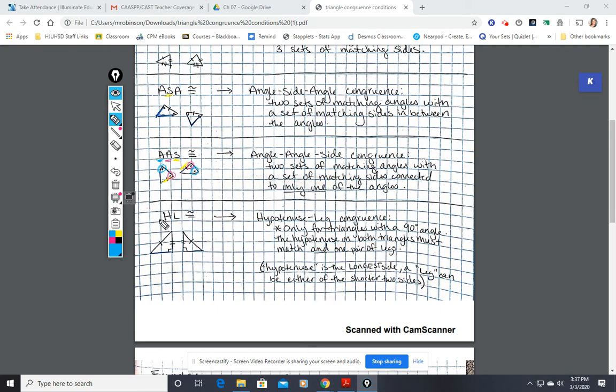Okay, hypotenuse leg is a special one. It's only for right triangles. So the first thing you want to look for is that little square right here. That means this is a 90-degree angle, okay? Has to be a 90-degree angle. And the hypotenuse, which is the longest side of the triangle, and we'll do that one in pink. That's the longest side. Has to be one of the sides that you're focused on, something that you have evidence to support are the same in both triangles.